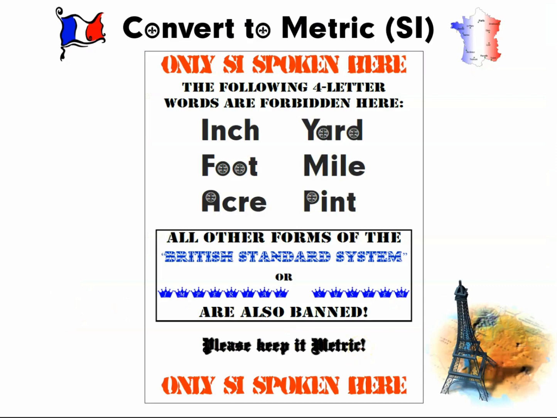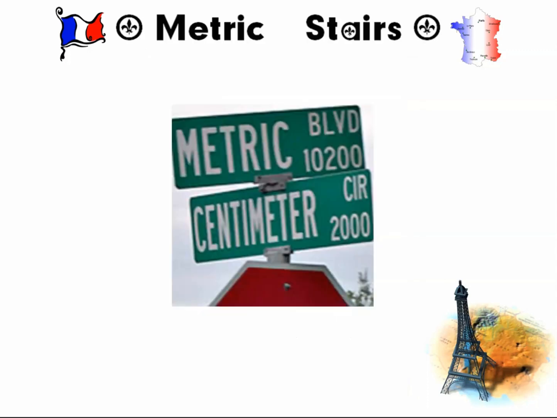In this class, we will only use the metric system, so no more filthy I words, F words, and so forth. All other forms of British Standard or the Imperial system, they're banned. Keep it all metric, as only SI is spoken here, just like in this wonderful road sign. Metric Boulevard meets Centimeter Circle. So here we are in meeting our metric world.